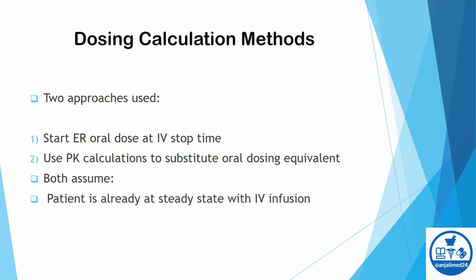Dosing calculation methods. Two general approaches can be used to determine the correct oral dosage regimen: immediately initiating the oral dose, or using pharmacokinetic calculations to determine the exact oral equivalent. Both methods require the patient to be at steady state before switching.